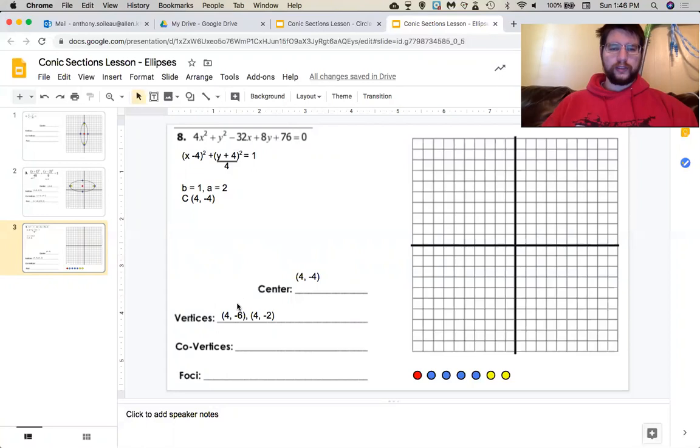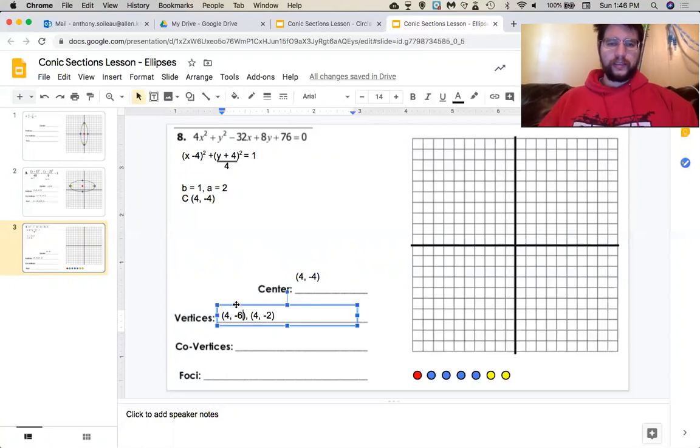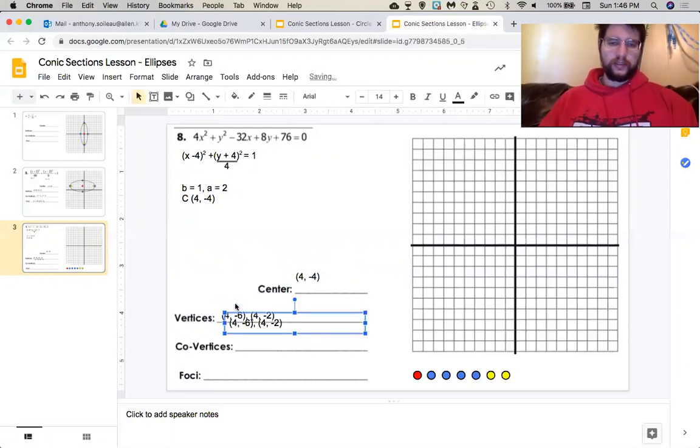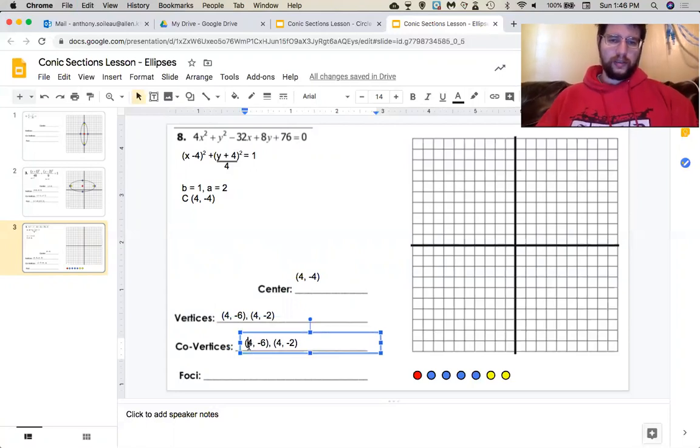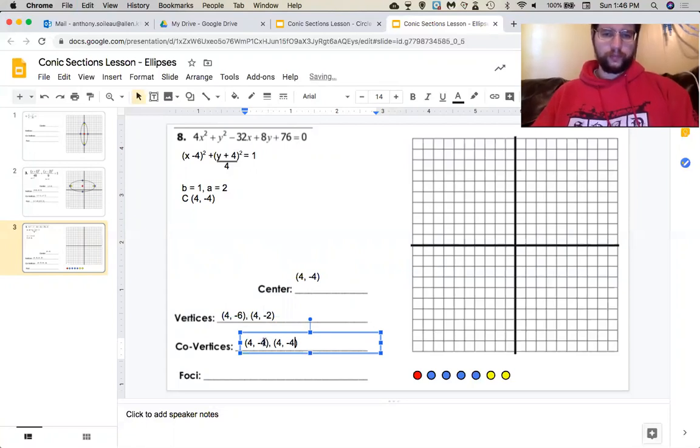So, co-vertices. That's going to change the x values because it's, again, a vertical ellipse. So the co-vertices are on the x. So those are both going to stay negative 4s. I'm going to subtract 1, I get 3. I'm going to add 1, I get 5.